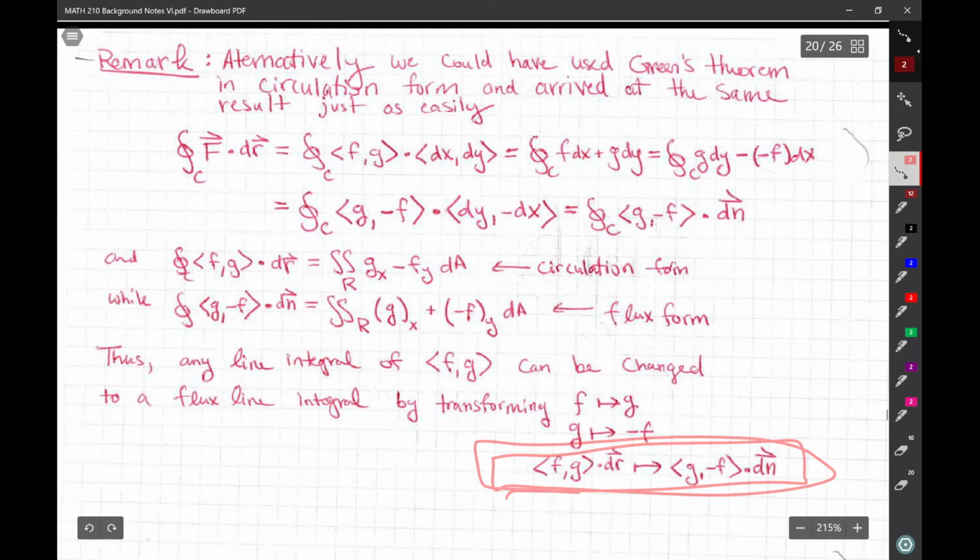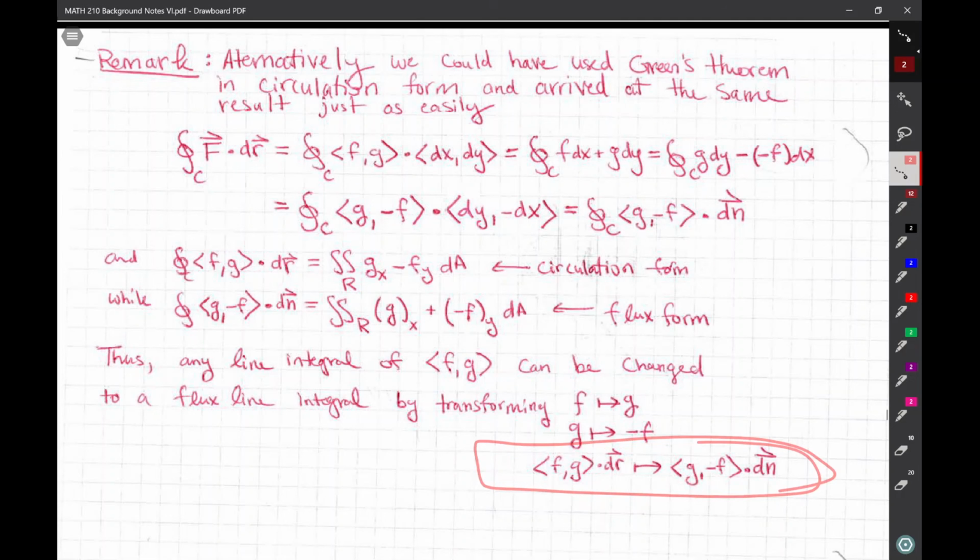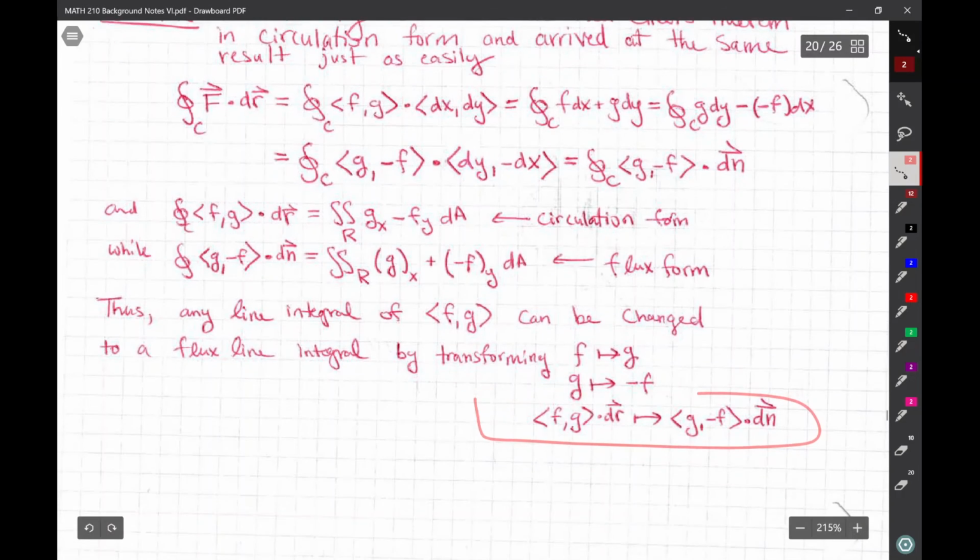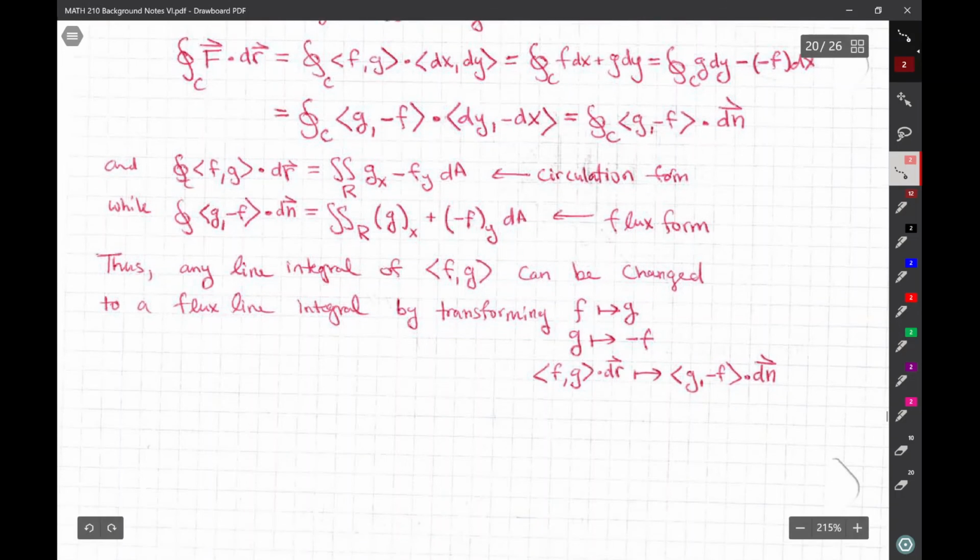And so this works also in reverse. You could always change a line flux for a line integral, a vector line flux integral for just a vector line integral.